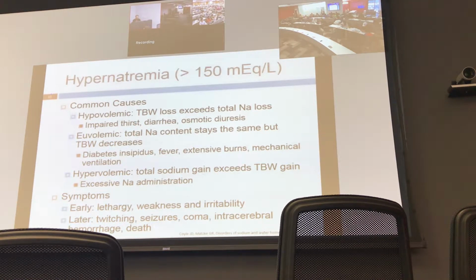So it just depends on how much of the electrolytes are lost in your fluid compared with how much is free water. So difficult to think about, but it simply has to do with the ratio of free fluid that you're losing compared with the electrolyte content. In euvolemic hypernatremia, it's similar to the hyponatremia version, so diabetes insipidus would be your big cause here, and it is essentially the opposite of SIADH.